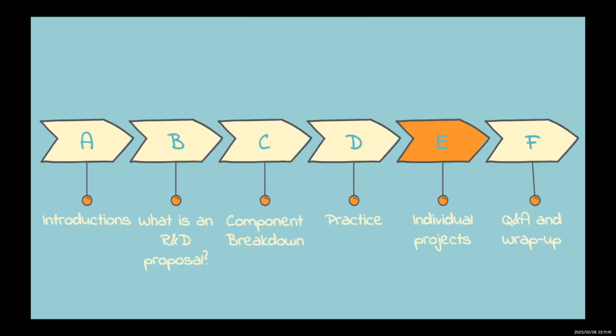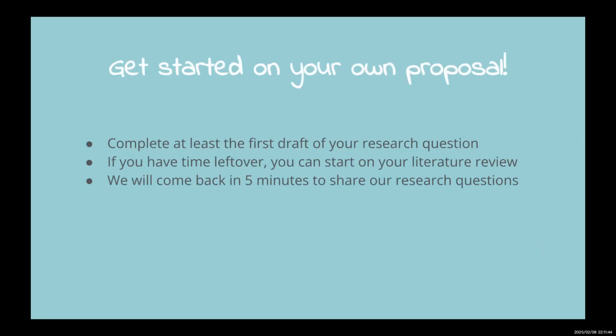And then after that practice, we can get started on individual projects. During this time, you should be able to complete at least the first draft of your research question. Remember, your research question is nothing fancy. It's literally just a question. Keep in mind all the things that we talked about. And if you have time left over, you can start on your literature review. For example, go to Google Scholar and type in the keywords relating to your research topic, and then you can start a literature review from there. Don't forget to keep a references list.